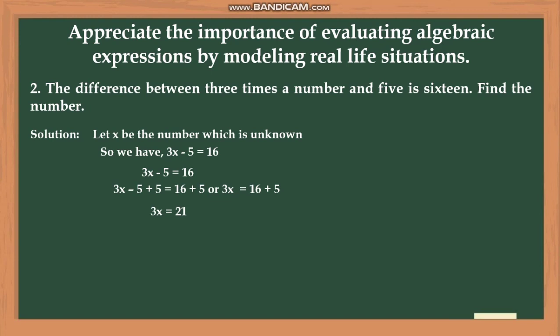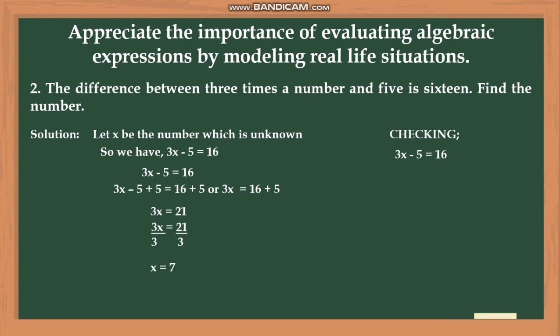Then divide both sides to get the value of x. We have 3x divided by 3 is equal to 21 divided by 3. Then the answer will be x is equal to 7. Did you get it? Then let's check it.